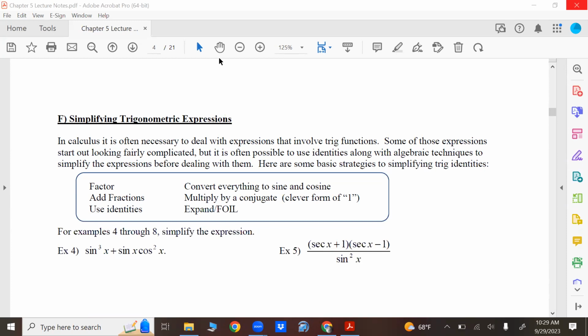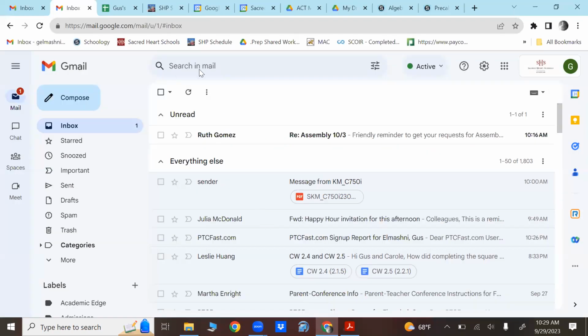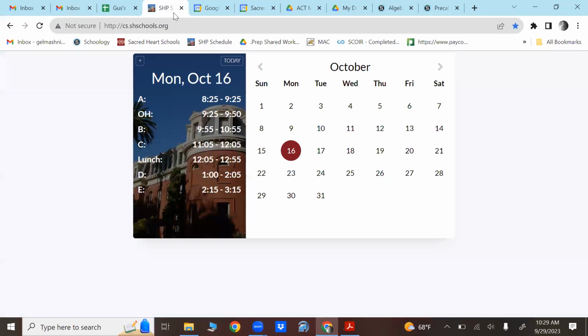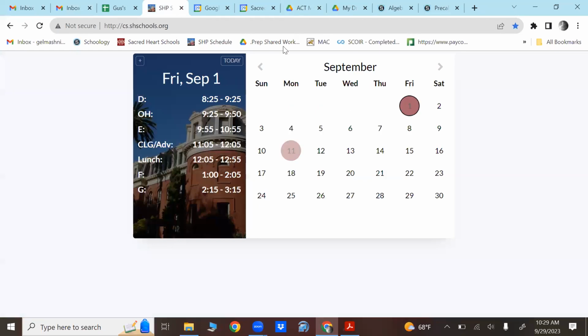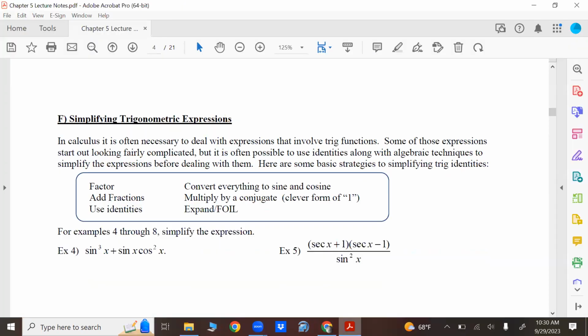Okay, and let me just look at timing, make sure I don't mess up timing here. We are going till what time? Gosh, almost October. 10:05. Okay, we're doing well. Okay, let's keep moving, guys.